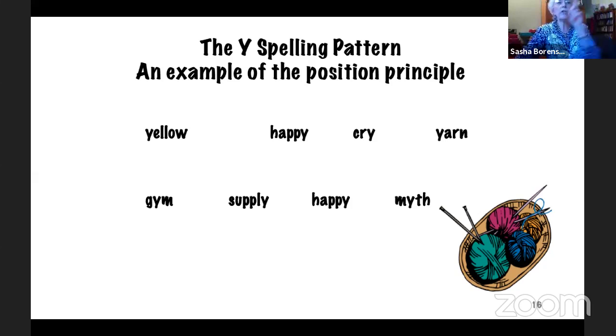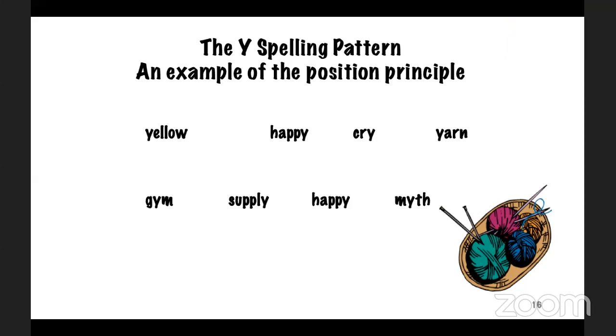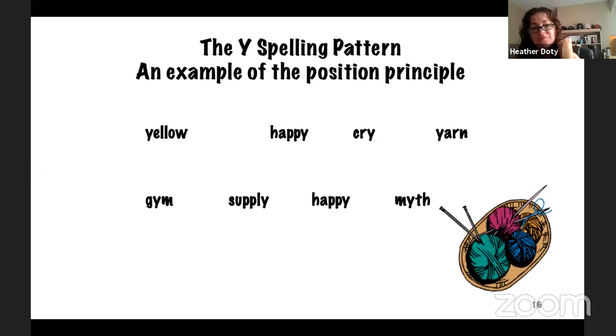Heather Doty, can you unmute yourself and tell me one thing that you know about the letter Y? It can sound like E. It can sound like E. Thank you. Who else? Heather Mason, what can you tell me about the letter Y? It also makes other sounds. Okay, good. That's your one.